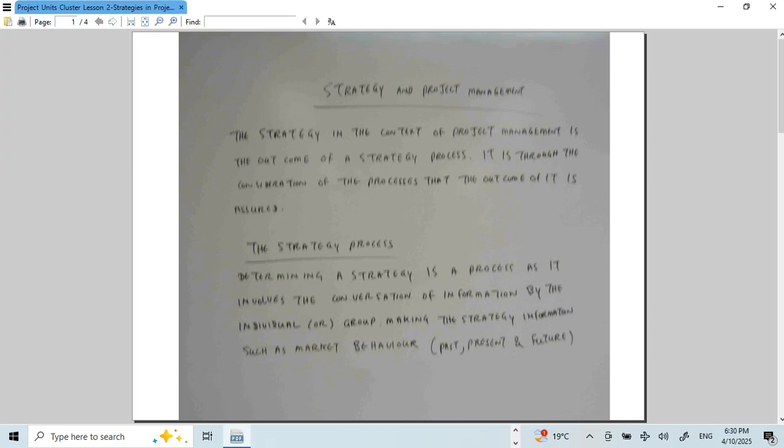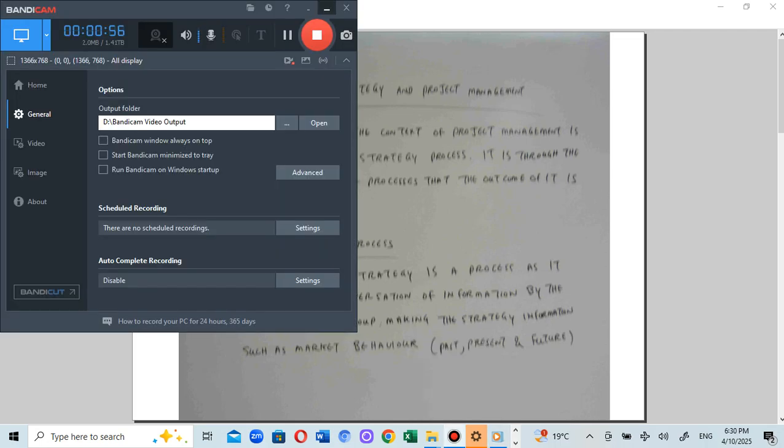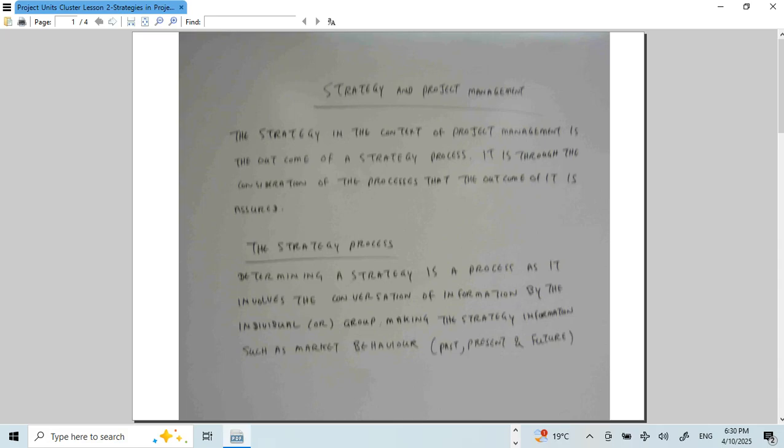Today's topic is strategies and project management. So this is for how to set the strategic plan to perform the project management. The strategy is very important in the success of the project management. When you are doing the group project, you also have to make a strategy. How will you do the thing? You need to prepare how you are working together with your group members.